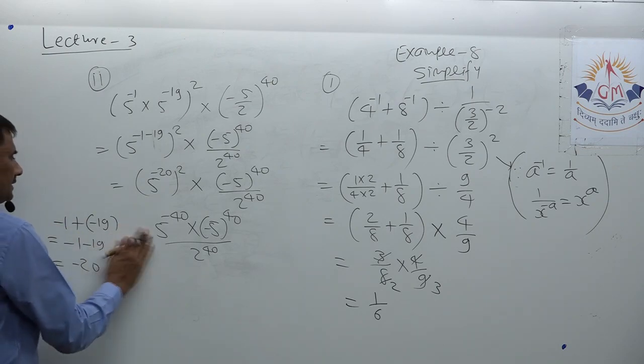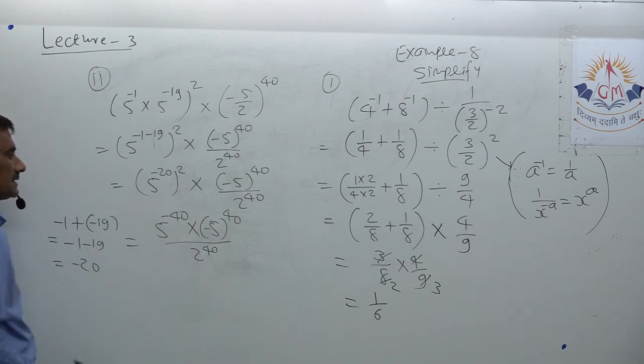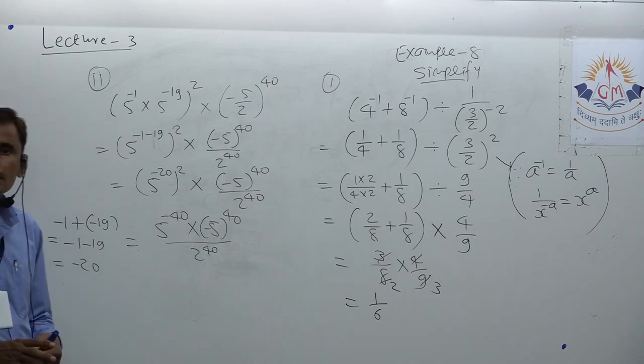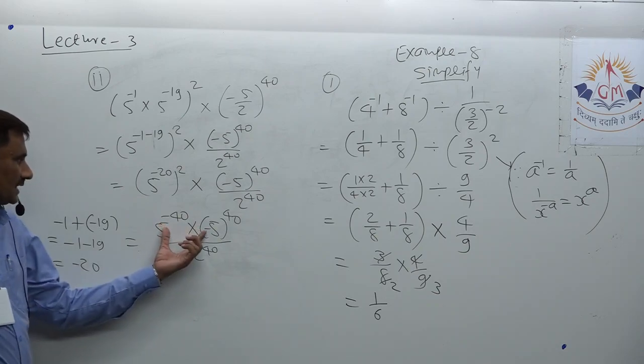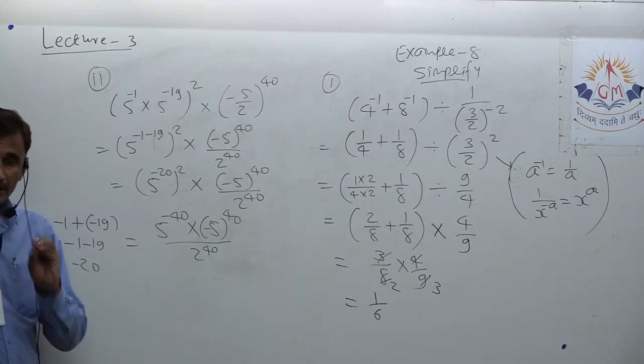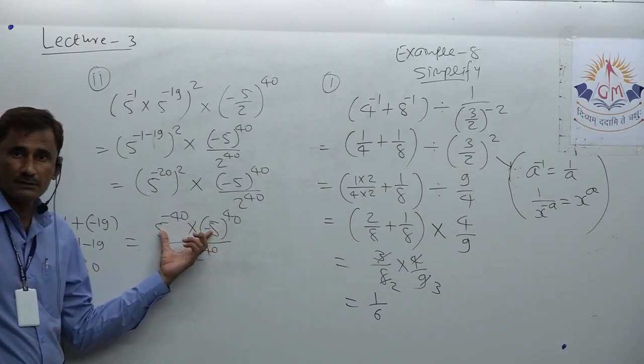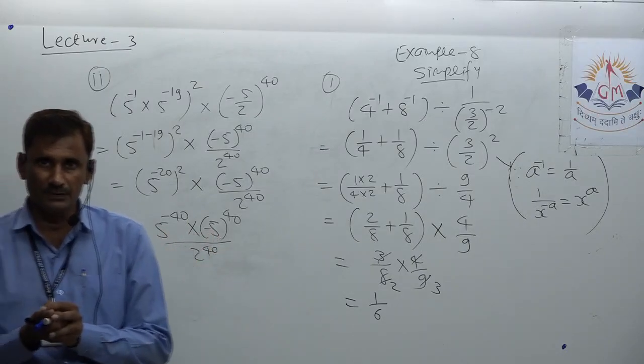Now you see here is 5, here is minus 5. So bases are not equal. In between the multiplication sign everything is okay, but bases are not equal because 5 and minus 5 are not the same number. They are different.